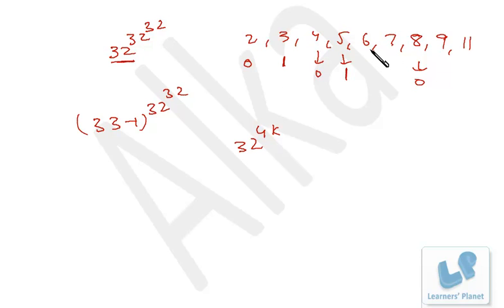Now in case of 6, what's happening? See, in case of 6, you find the remainder when divided by 2. Actually 6 is a multiple of 2 and 3 both, that is 2 into 3. So in case of 2, the remainder is 0. In case of 3, the remainder is 1.